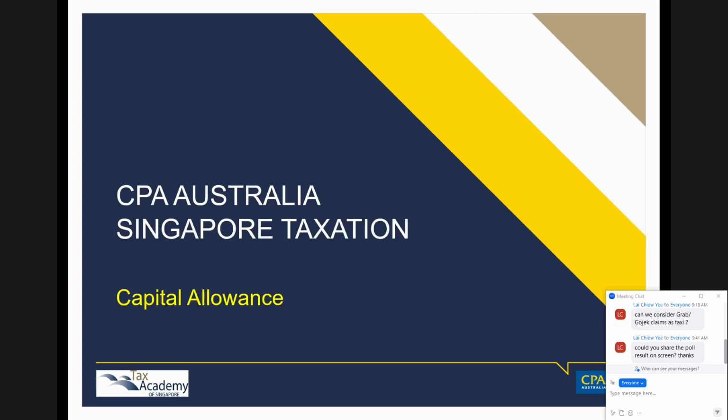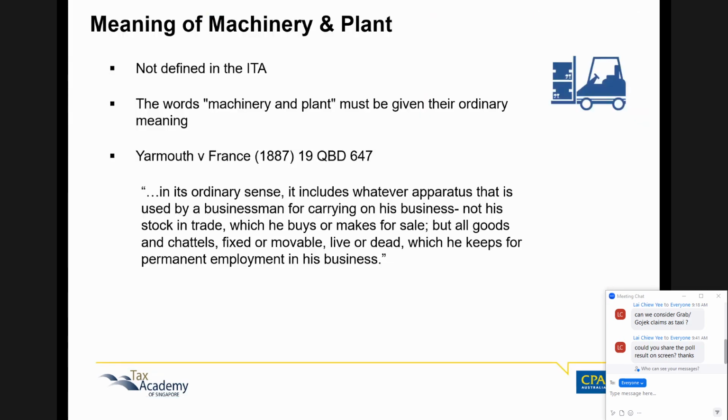Capital allowance is a big component. I mean, I meant it to be, as you will also see in your tax computation. For capital allowance, we need to look at the meaning of machinery and plant, because capital allowance is given on machinery and plant. Unfortunately, it is not defined in the Income Tax Act. So we have to give machinery and plant their ordinary meaning.